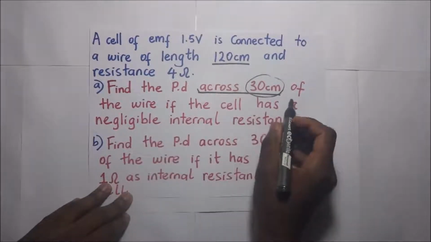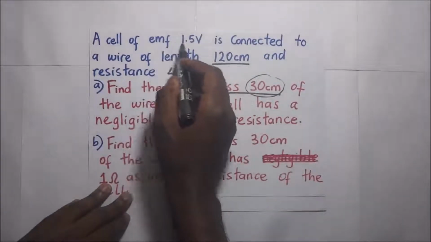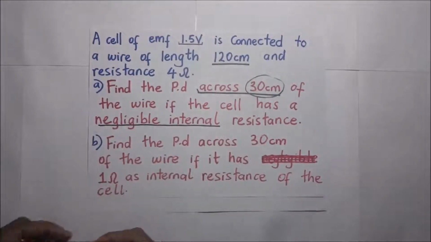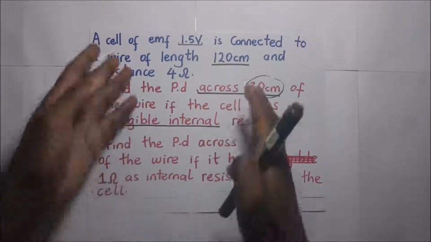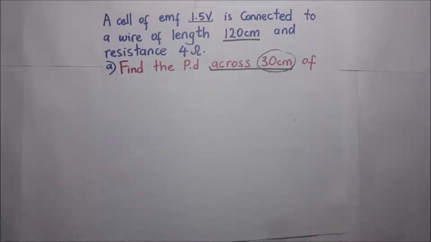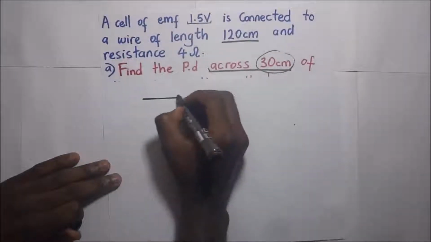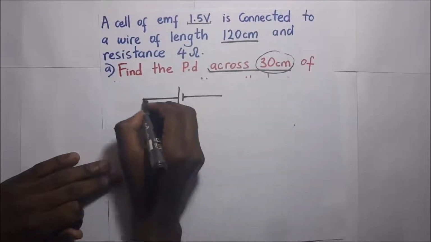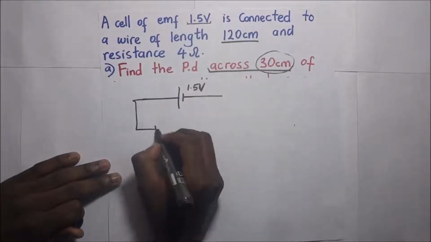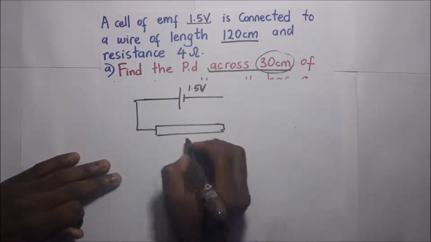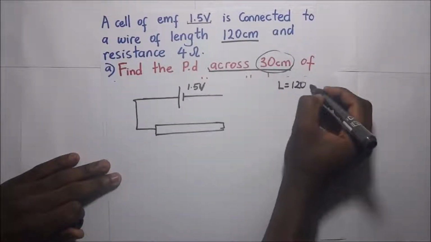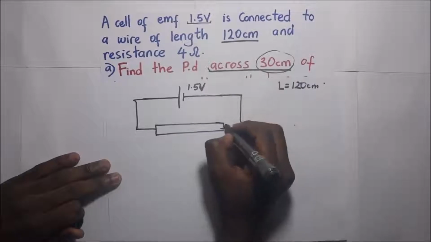And the condition here is that the cell, whose EMF is 1.5, has a negligible internal resistance. So let's draw the diagram of this and get started with the working. Now here we have this cell. It's 1.5 volts. It is connected to a wire, and the length of this wire is 120 centimeters. It's connected in that kind of circuit.